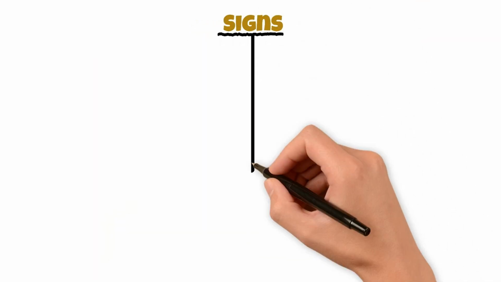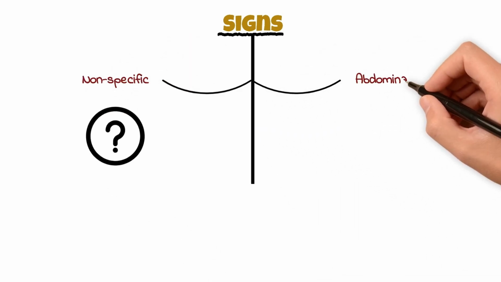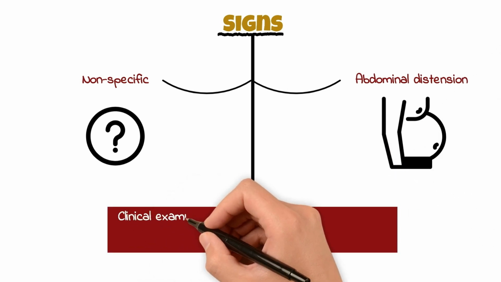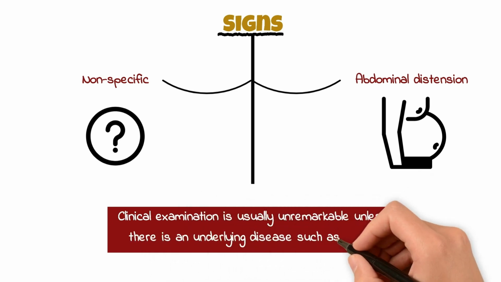Signs. Often non-specific. Abdominal distension may be present. Clinical examination is usually unremarkable unless there is an underlying disease such as Crohn's.